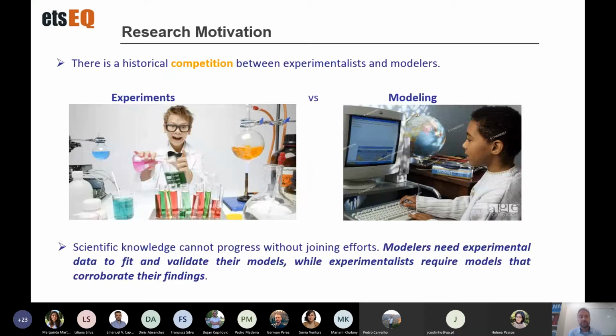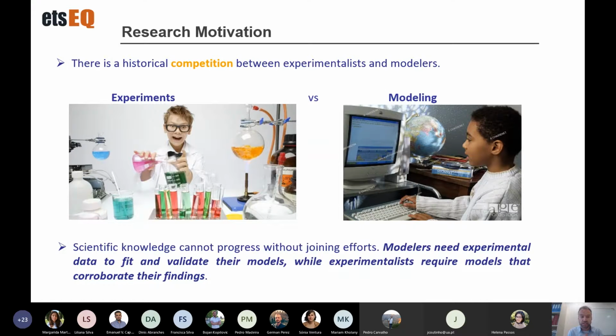Before starting to talk about SAFT and other molecular-based equations, I would like to say that there is a historical competition between experimentalists and modelers, and in fact, this is quite stupid, to be honest. And I know that I shouldn't say that to your group because you are a group that combines experiments and modeling, and I am very happy to see that.